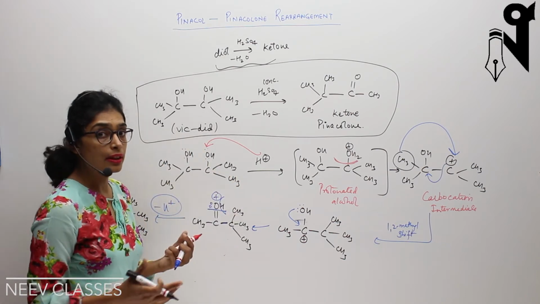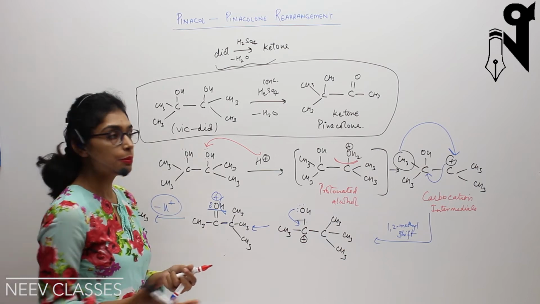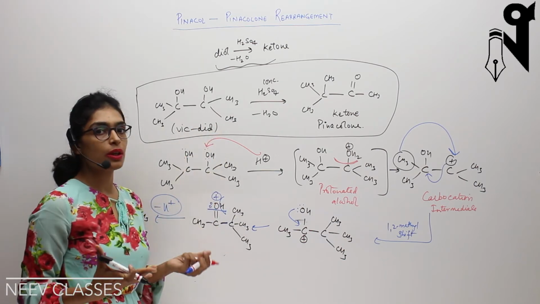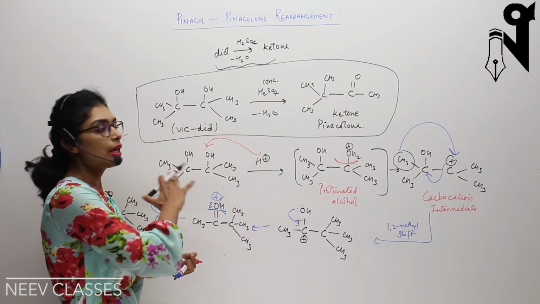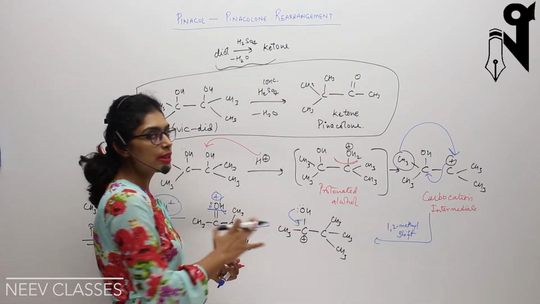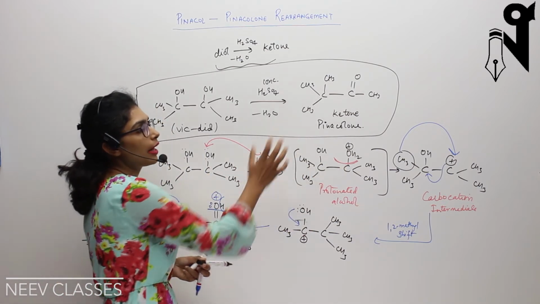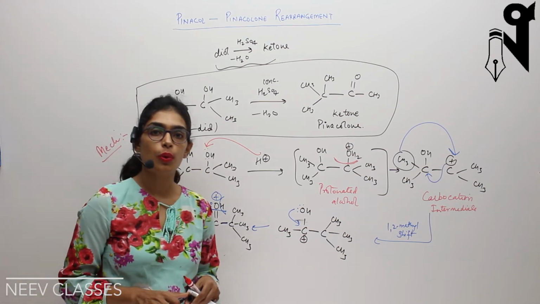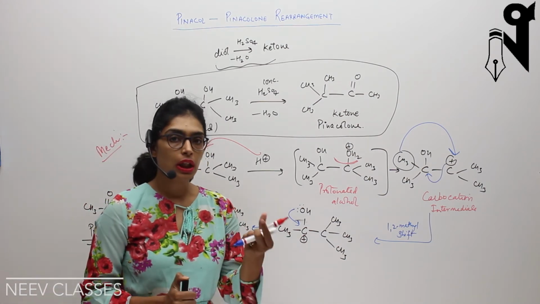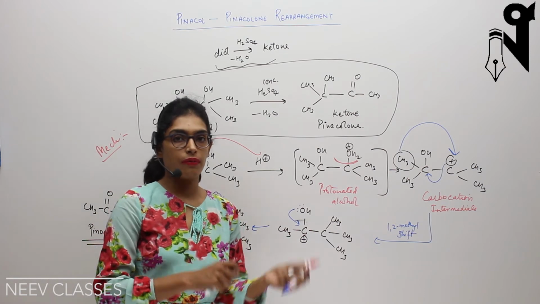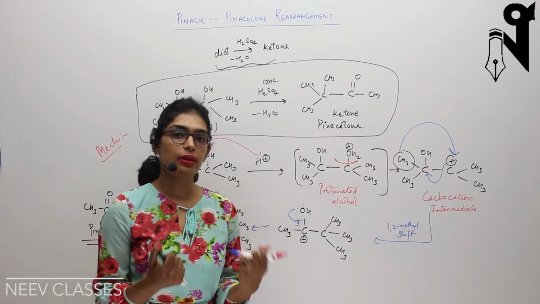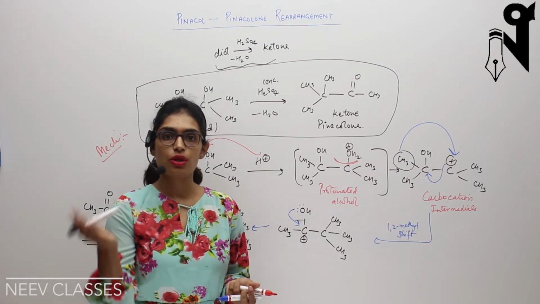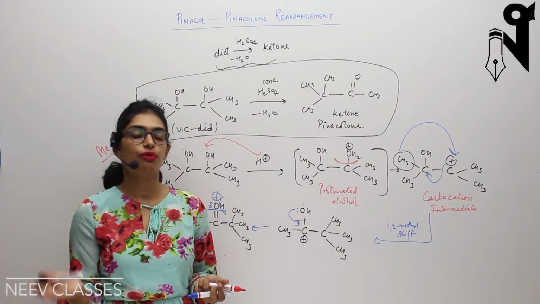So it's not necessary that when we say pinacol-pinacolone rearrangement, you will always get this molecule. You may get some other molecule similar to this, and you have to do the same mechanism to get a similar kind of ketone. Now one more thing you have to remember is we have already spoken about the migratory aptitude of the species when the carbocation forms, to get more stability. There are shifts which happen: hydride shift, methyl shift, phenyl shift.